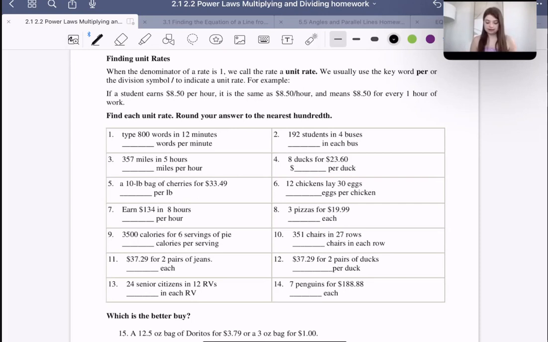So, for example, $50 per hour, that is a unit rate because it's $50 per 1 hour, right? Whereas if we say $100 per 2 hours, that's no longer a unit rate because our denominator is now 2 hours. We would have to divide both by 2 to go back to $50 for 1 hour, right?